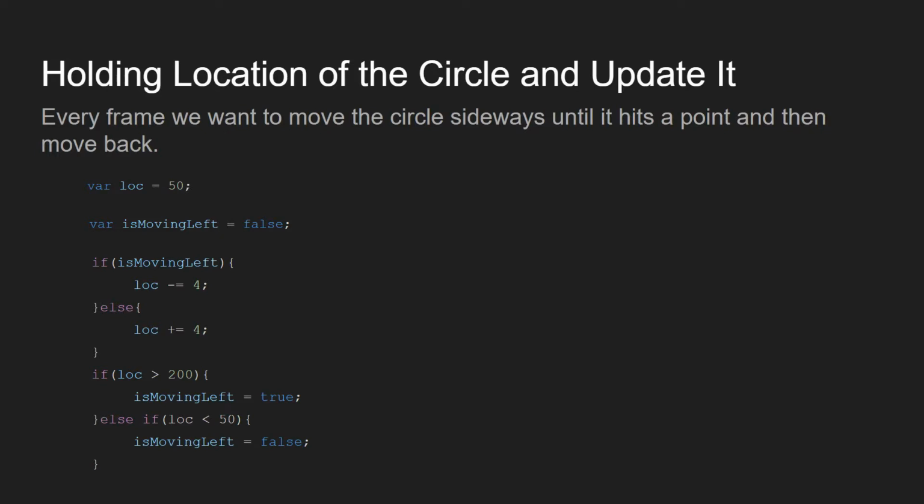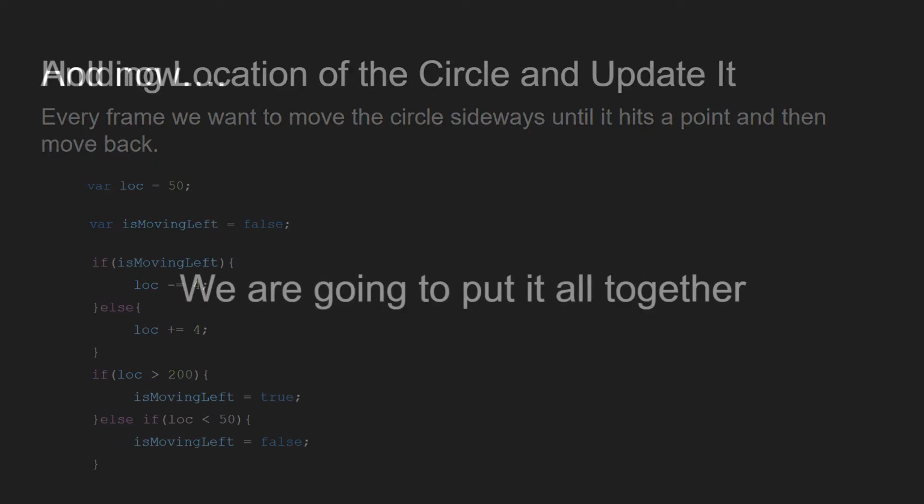If it's moving left, we're going to move it left 4 pixels on each update. And if it's not, then we're going to move it right 4 pixels. At the bottom are some boundary checks so that when we get to 200, we're going to make sure we start moving back again. And if we get below 50, we will start moving right again. And now we're going to put all that together.